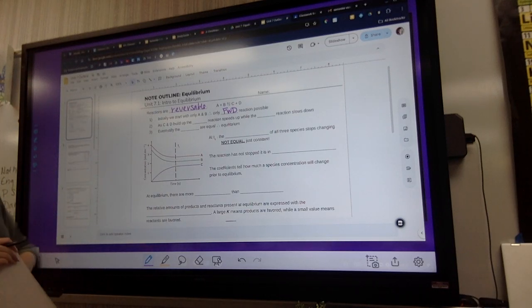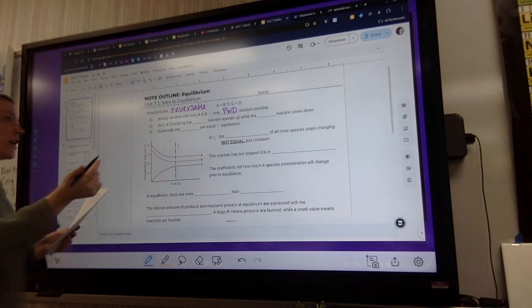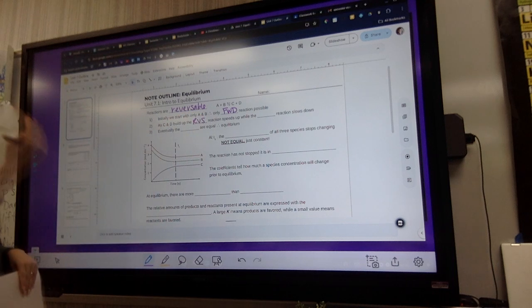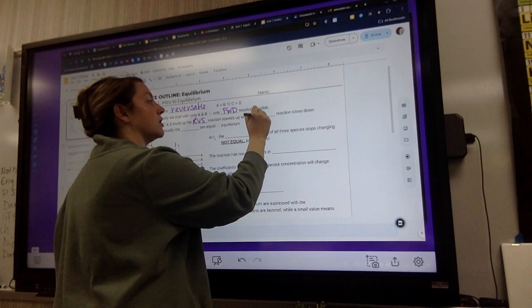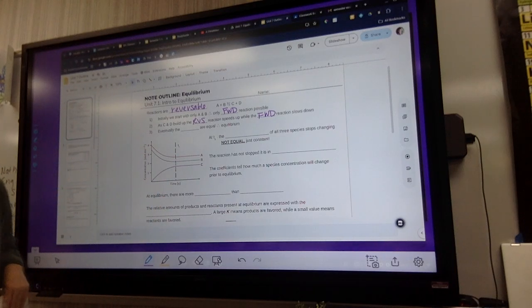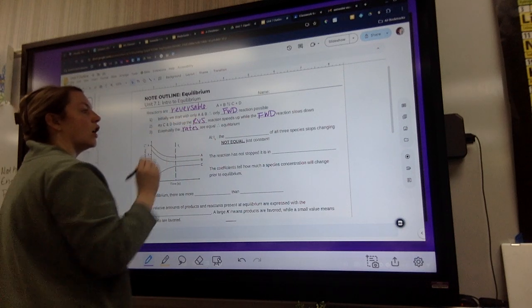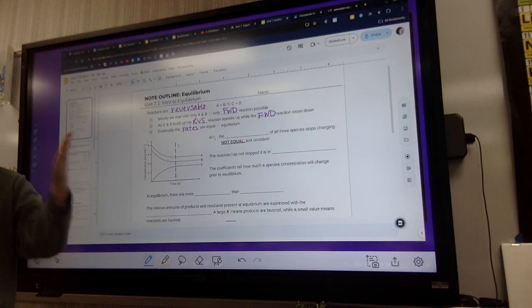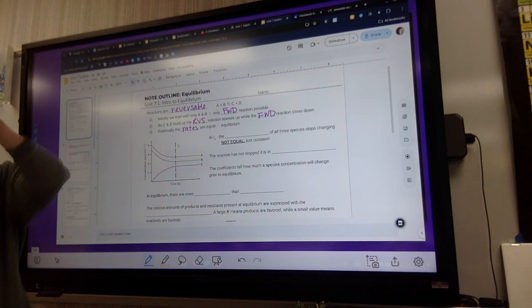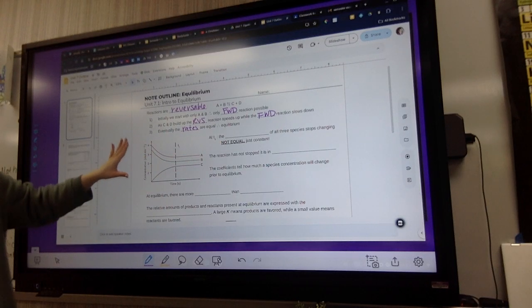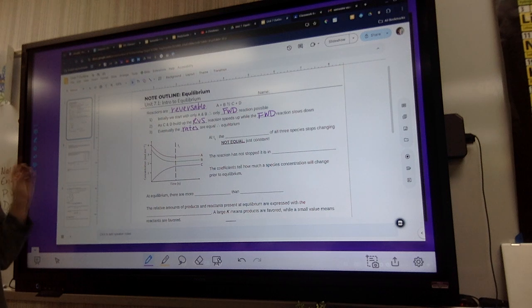So as C and D, which are our products, build up, the reverse reaction is going to speed up, which means it starts going in reverse. And the forward reaction is going to start to slow down. We're going to look at this graphically. It makes more sense looking at it graphically. So eventually, the rates are equal. And the rate just means the rate of change at which a product is becoming a reactant or a reactant is becoming a product. So this is equilibrium.